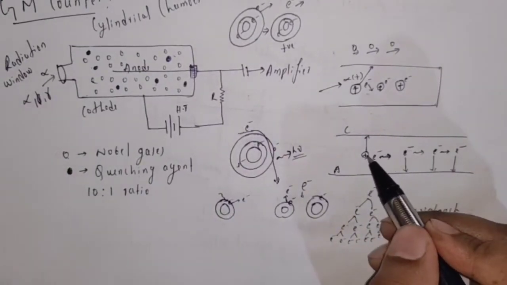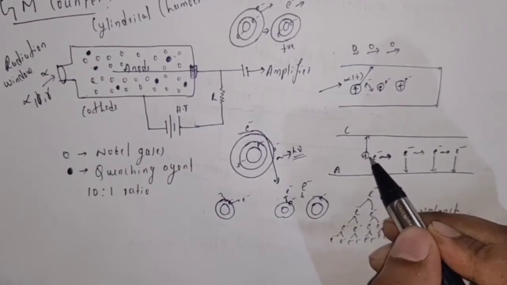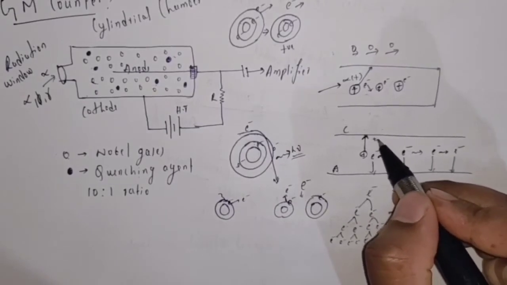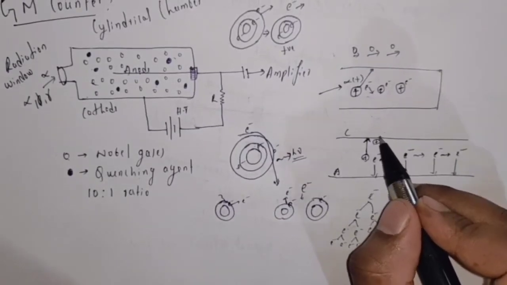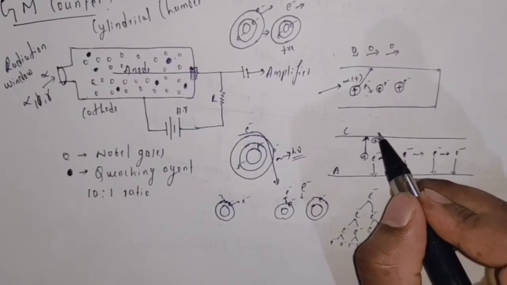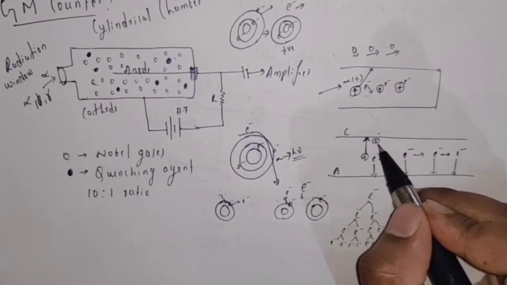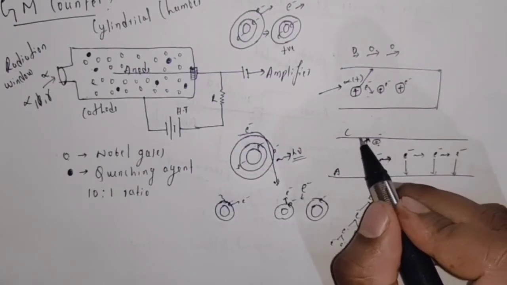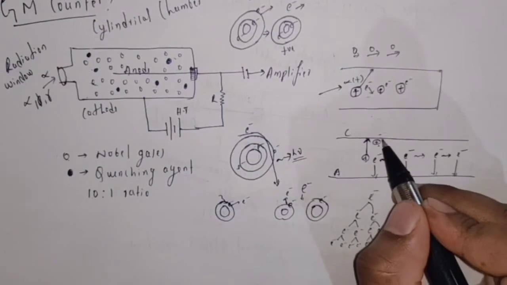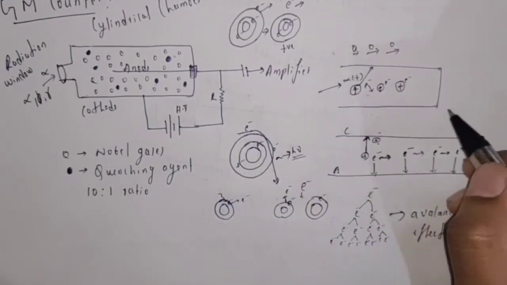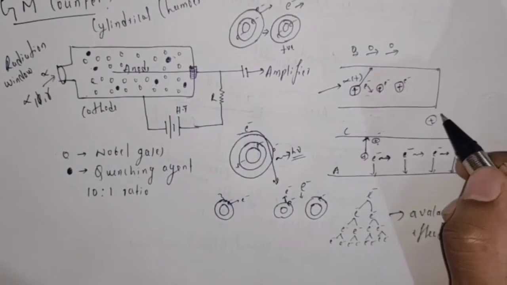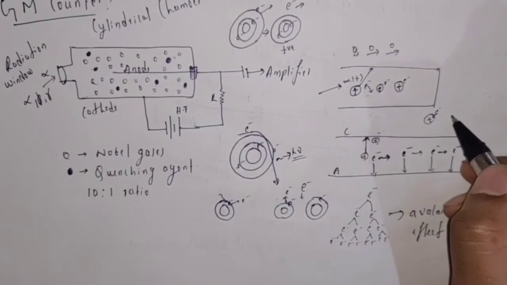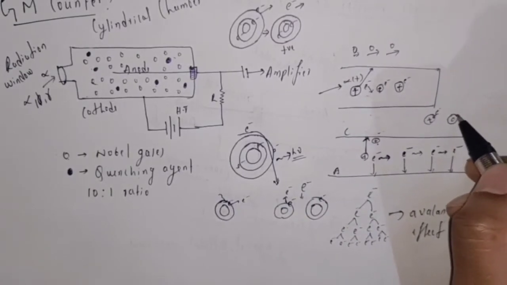And one more thing: the positive ions are moving towards the cathode, and when one reaches near the cathode, which has a negative charge while the ion has a positive charge, this positive ion attracts electrons which are present in the cathode, and when this positive ion attracts an electron from the cathode, it becomes a neutral atom.